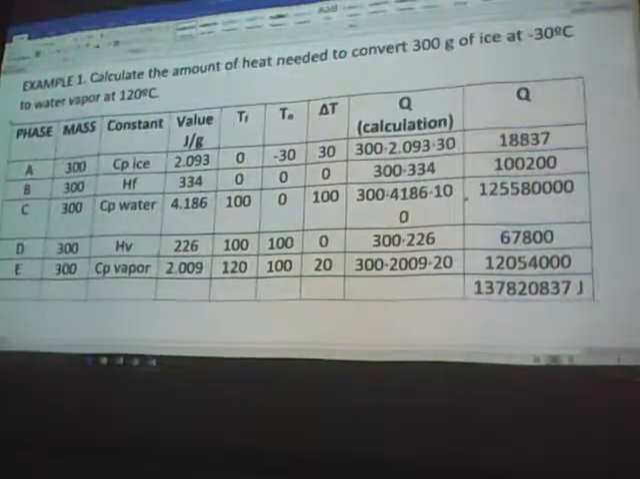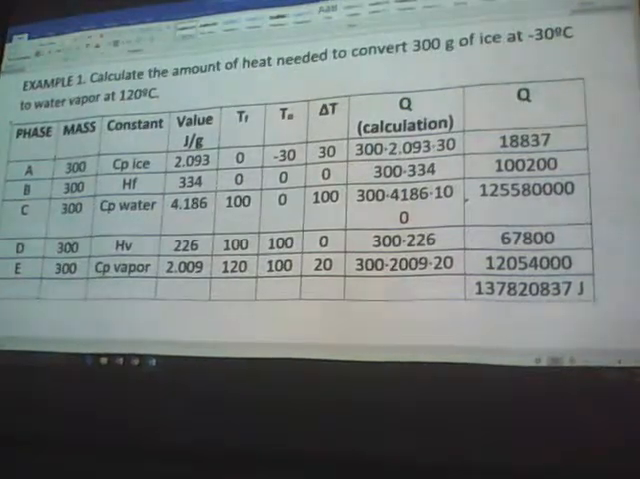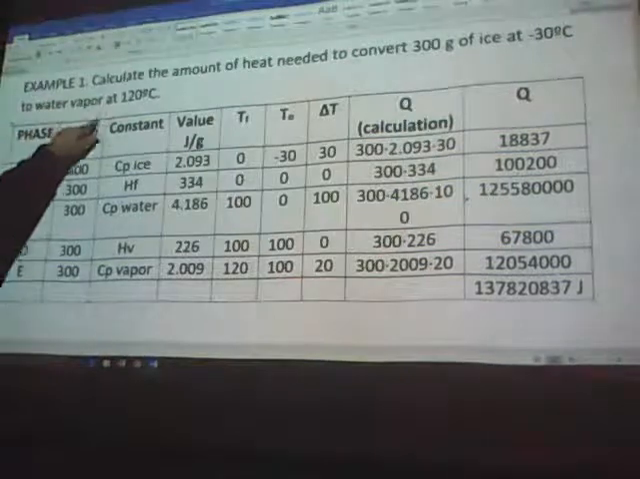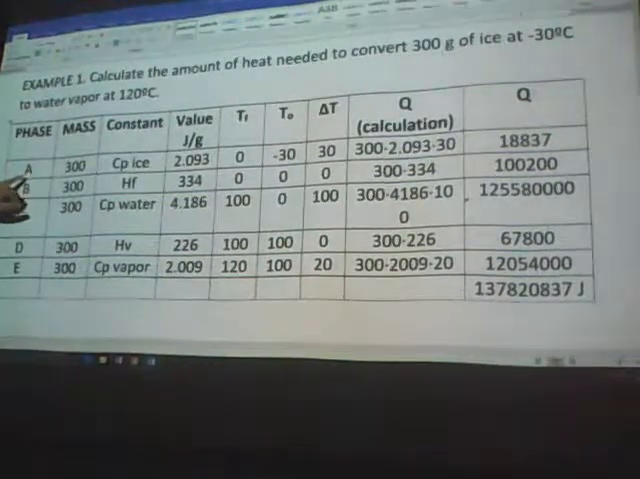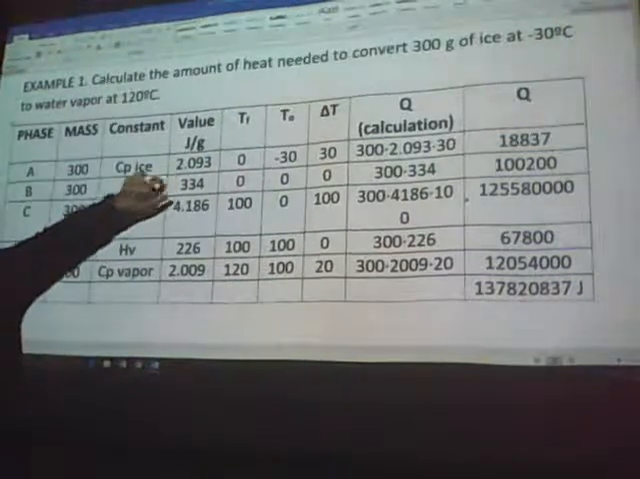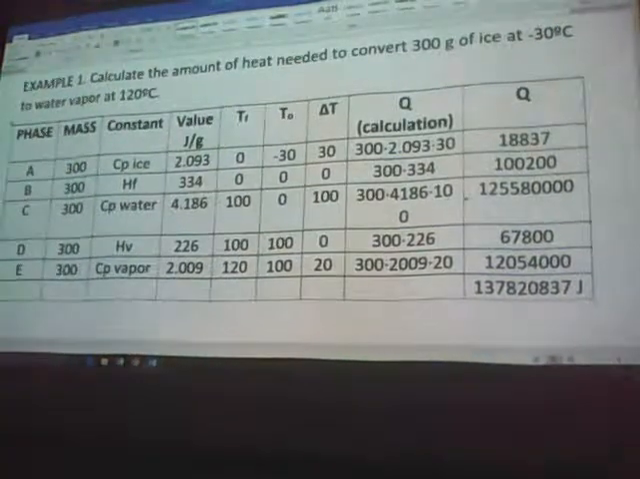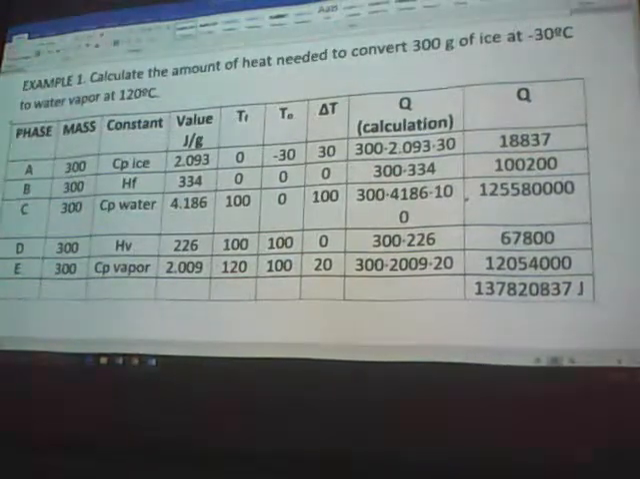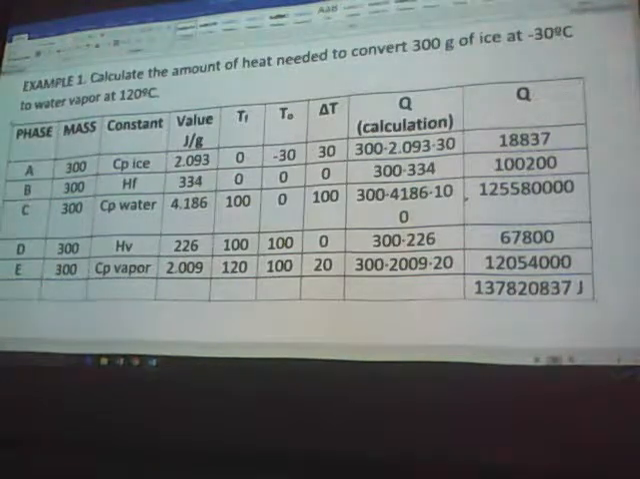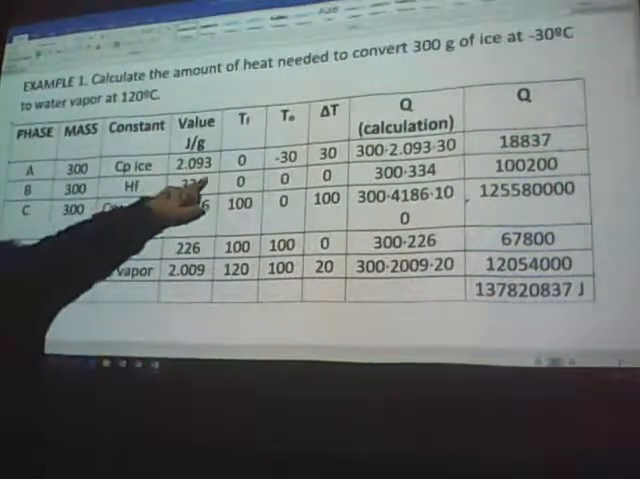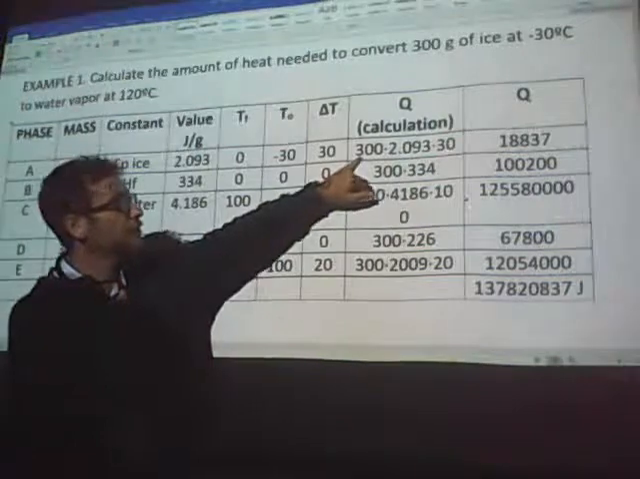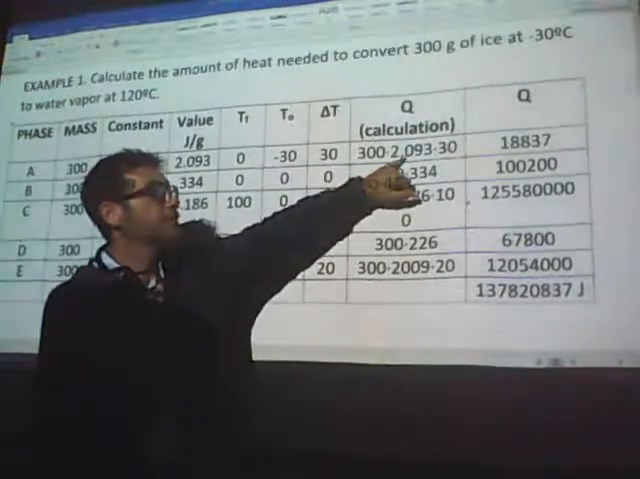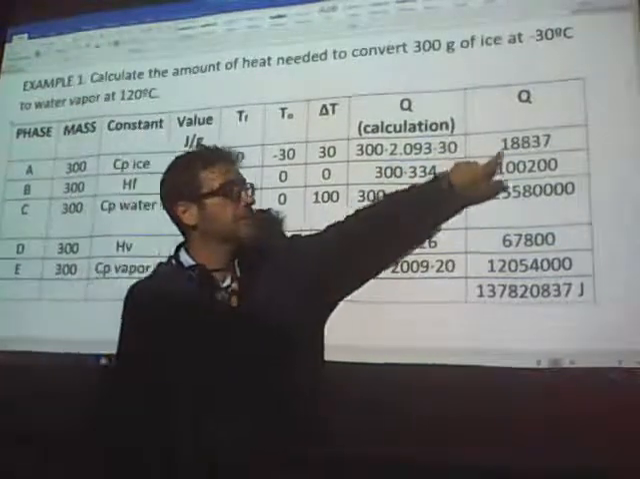So you got: amount of heat needed to convert 300 grams of ice at minus 30 degrees to water vapor at 120 degrees, okay? First, you have to convert the ice from minus 30 degrees to 0 degrees. So you have the constant, that is, how do you call it? You remember the name? A specific heat, okay? Here you have the data. This is the final temperature, 0, and the initial temperature, so you have 30 degrees, and then you use this formula. This is the mass times the specific heat times the temperature change, okay? And you got this heat, okay?